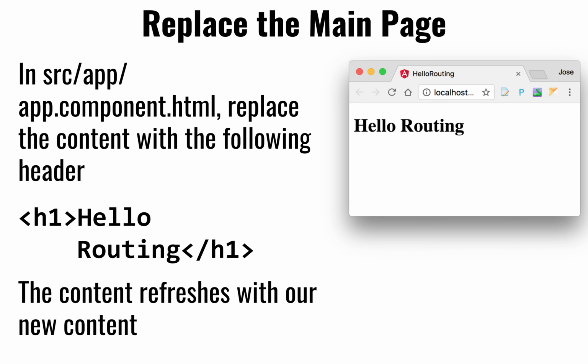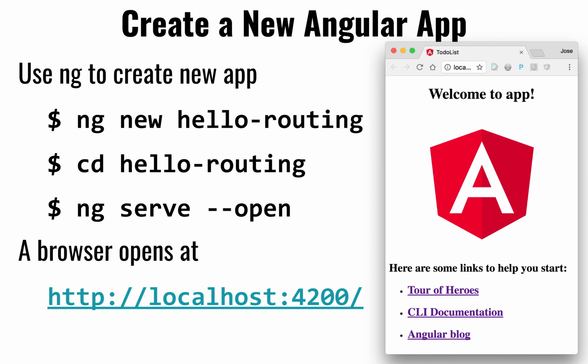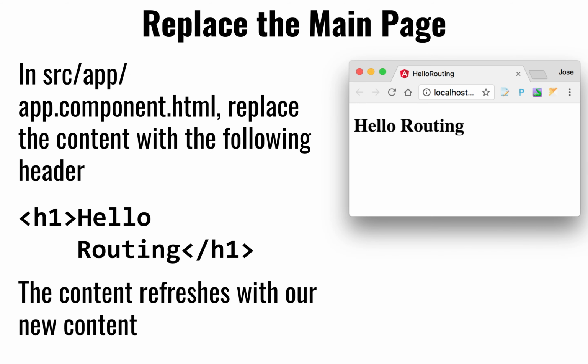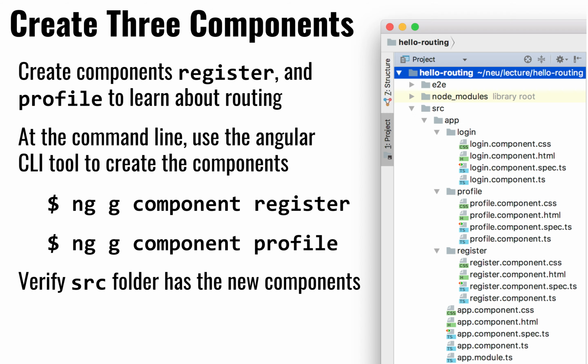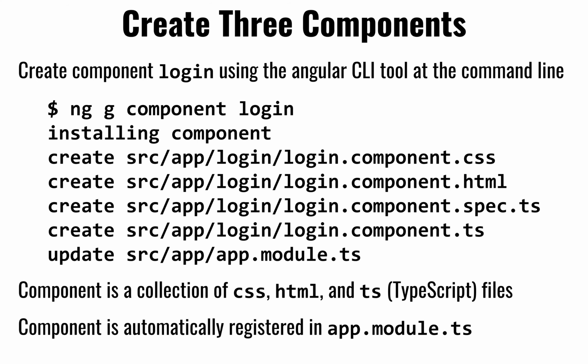All right, so we're just implementing a new hello world routing, and we're going to serve it up, and we have a hello routing, so that's nothing new. So let's implement a couple of components. We'll implement several components: a login page, a profile page, and a register page, so that we can give you an idea of navigating between these three.